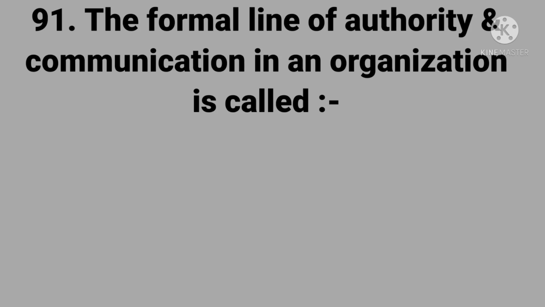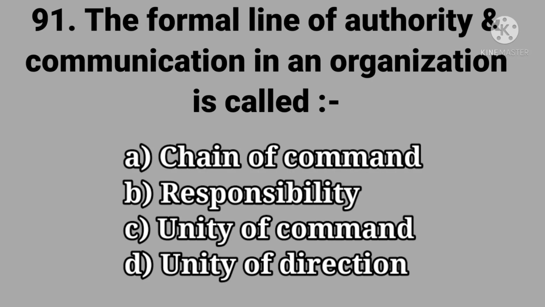The next question, the formal line of authority and communication in an organization is called, the options are chain of command, responsibility, unity of command, and unity of direction. Answer is chain of command.